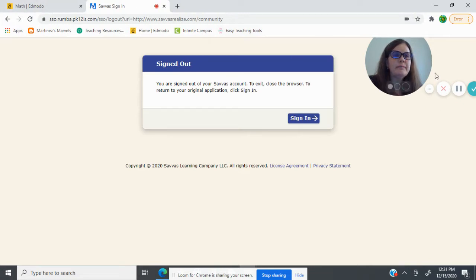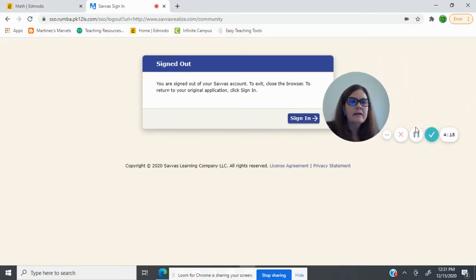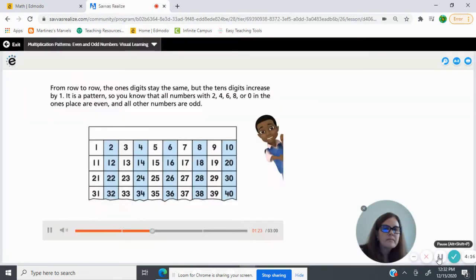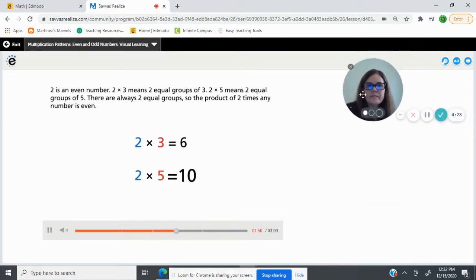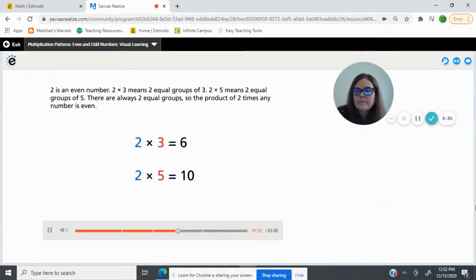I'm not sure what happened. Let me pause for a second and get back to that. Okay, so I had to start over. 2 times 3 means 2 equal groups of 3. 2 times 5 means 2 equal groups of 5. There are always 2 equal groups, so the product of 2 times any number is even.